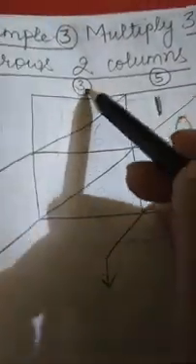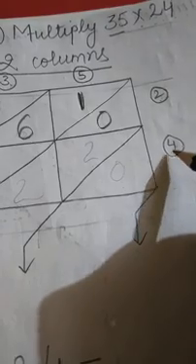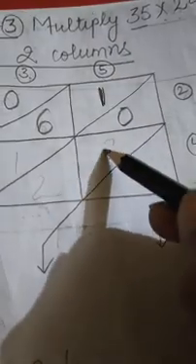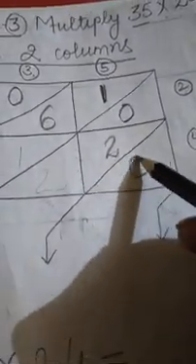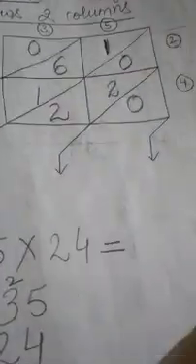2 5s are 10. We will write 10 like this. Then 2 3s are 6. 6 has only 1 digit, so we will write 06. Then with the second digit we will do multiplication. 4 5s are 20. Then 4 3s are 12. After writing these, we will add them diagonally.